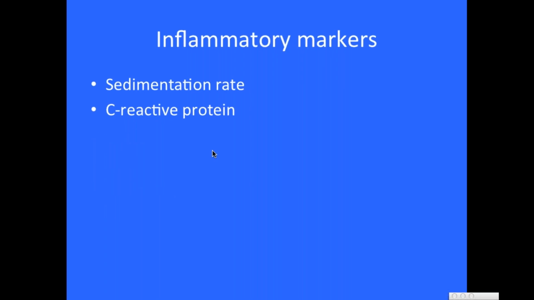Let's look at inflammatory markers. So the first one is sedimentation rate. It can be useful in certain types of cancer. I have 2 patients with lymphoma right now.